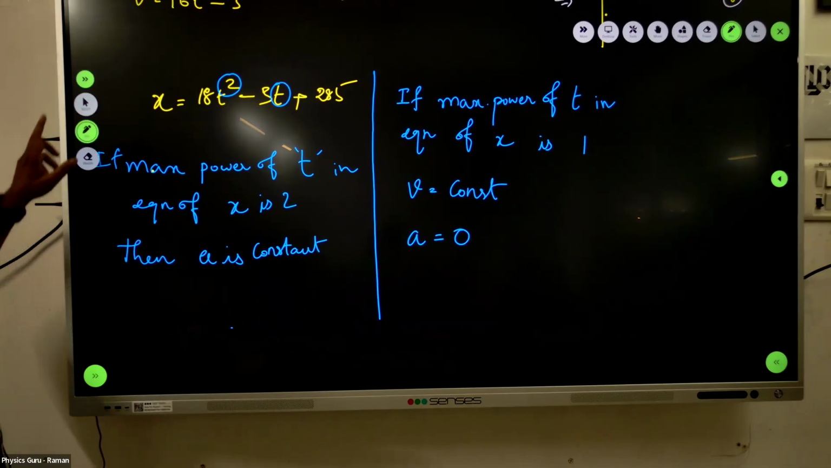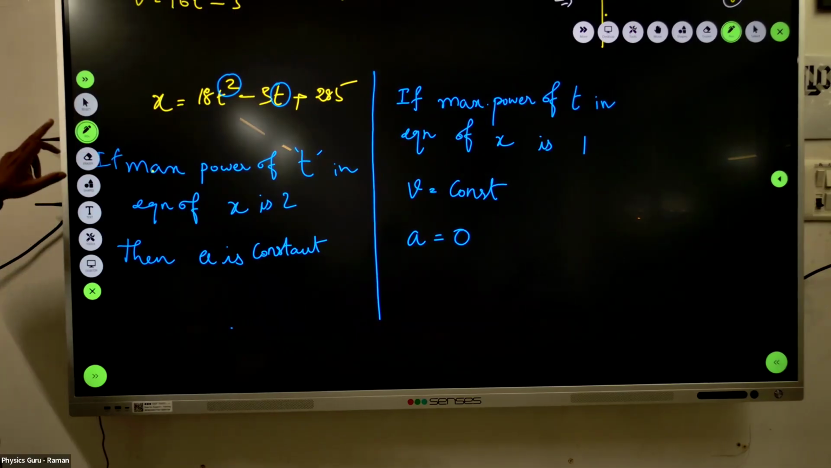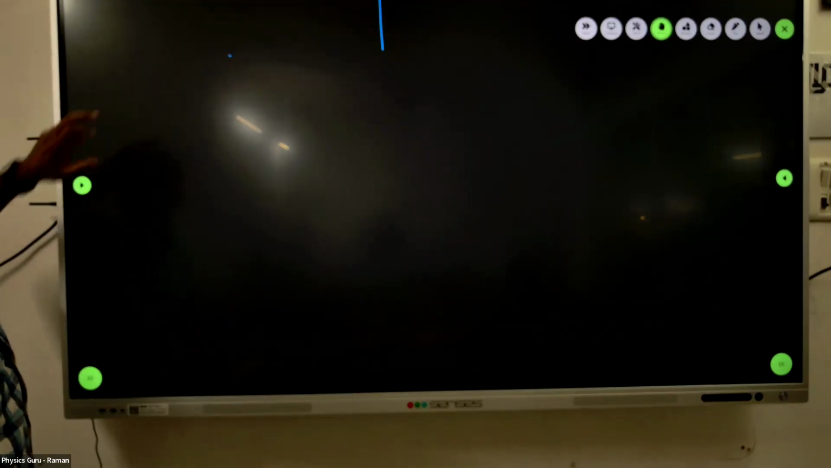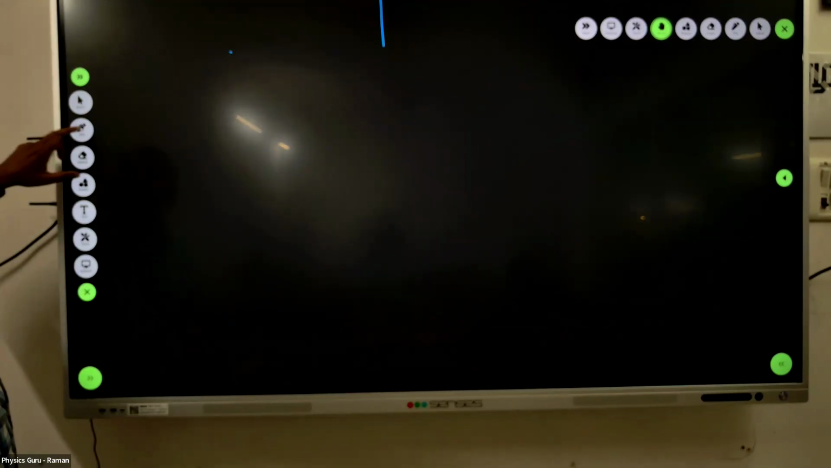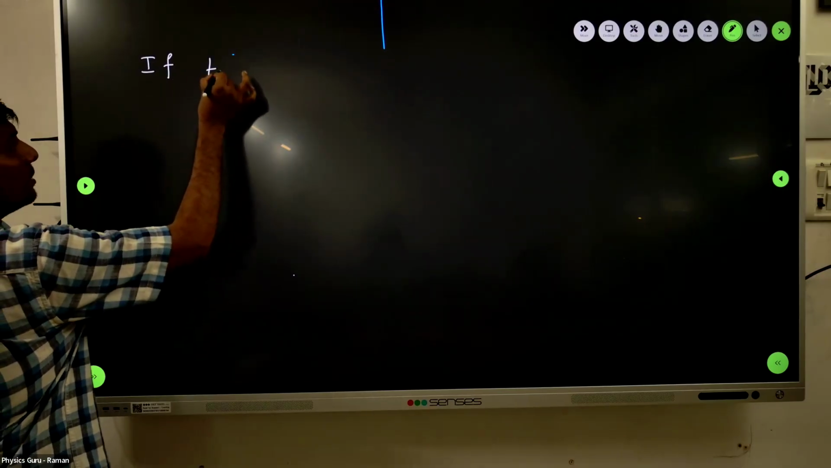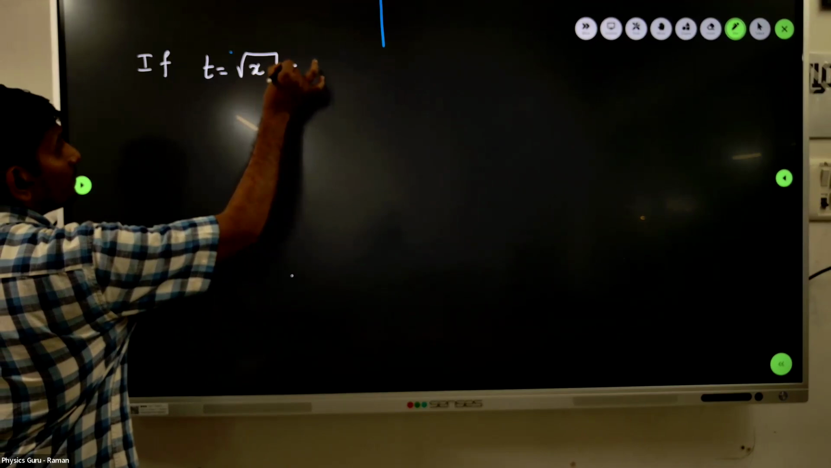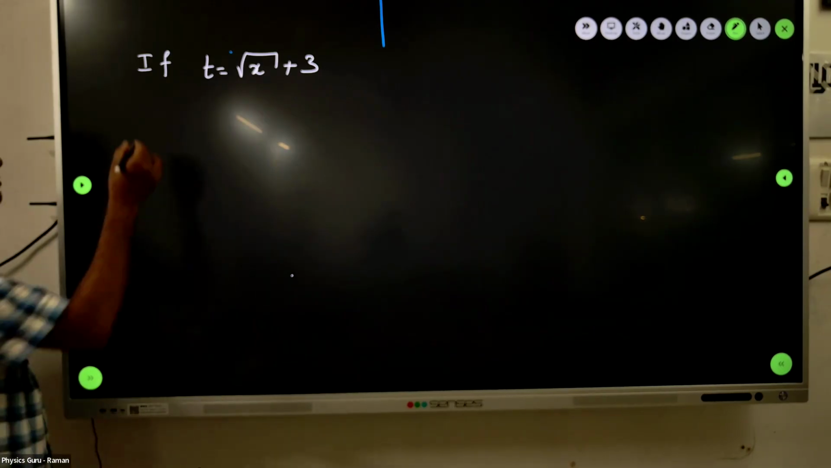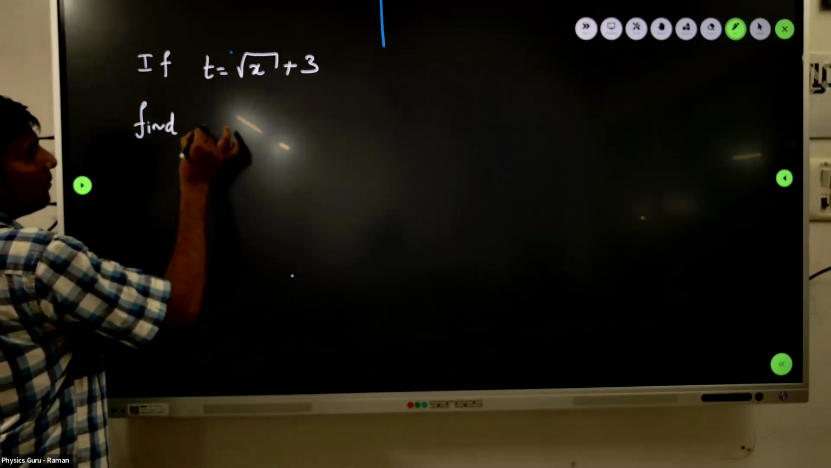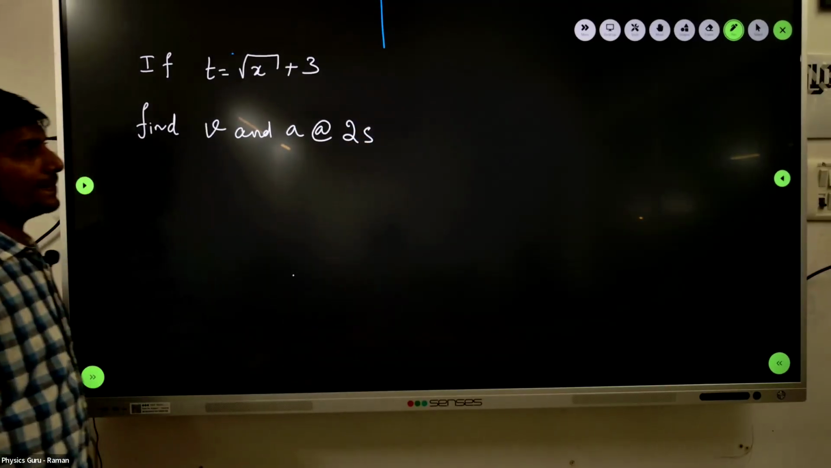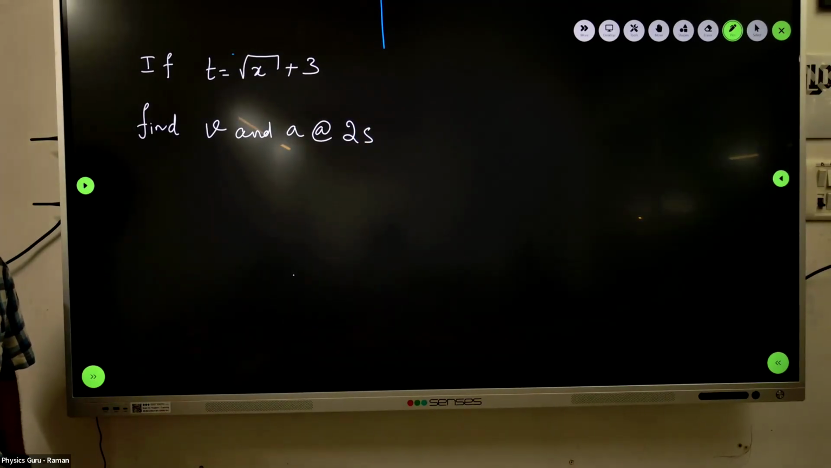Okay, I'll give you a JEE Mains question. Just try it and see how it works out. If t is equal to √2 over x plus 3, find the velocity and acceleration at 2 seconds. Can we try?